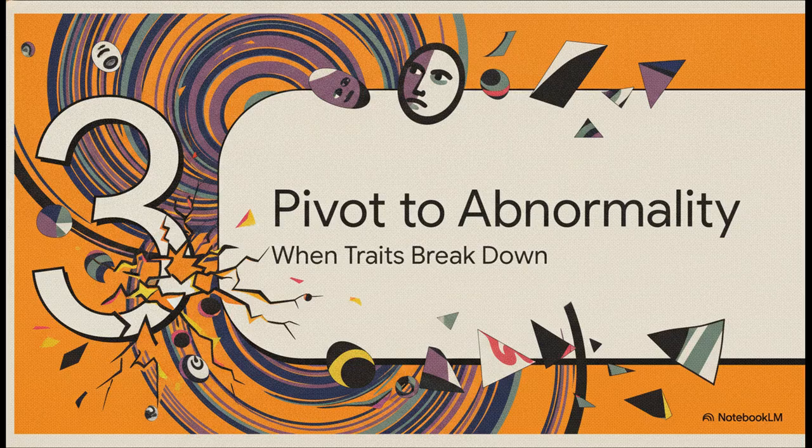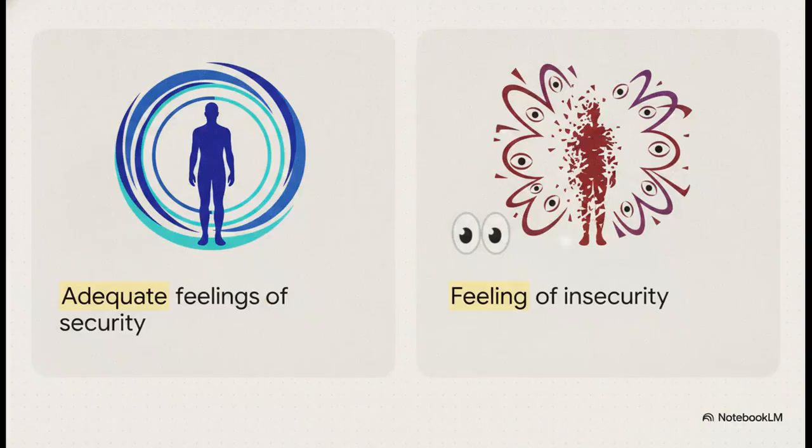Section 3, the pivot to abnormality. Now think about what happens when we pivot away from that baseline. There's a stark contrast here. On one side, we have that foundation of adequate security. But on the other, the abnormal departure. An intense, overriding feeling of insecurity and suspicion. The individual literally stops feeling like an accepted part of society. They start viewing everyone around them with suspicion and totally lose their social freedom. This right here is the absolute root of maladjustment.